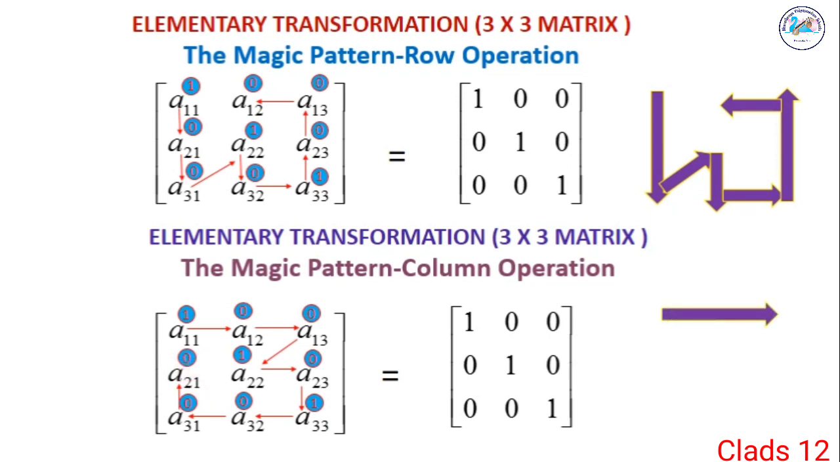So this is the pattern, and when you draw the pattern, move right, then again as before come to the A22 position, then go to A23, go down, go left and go up. So this is the pattern for column operation.